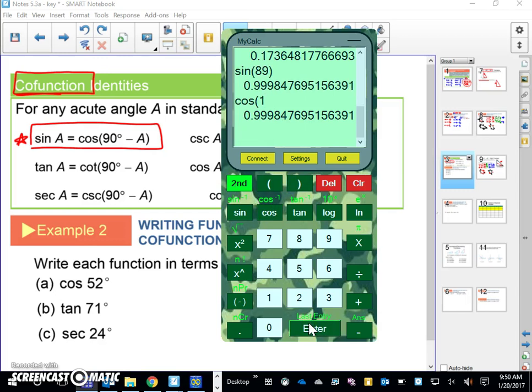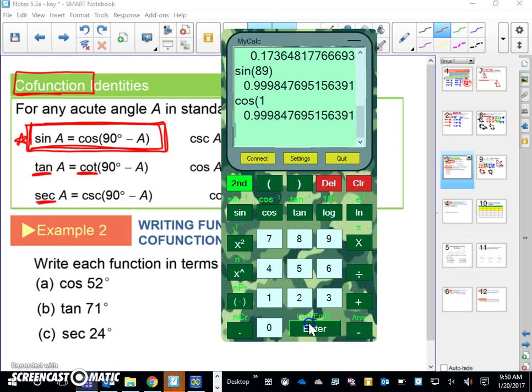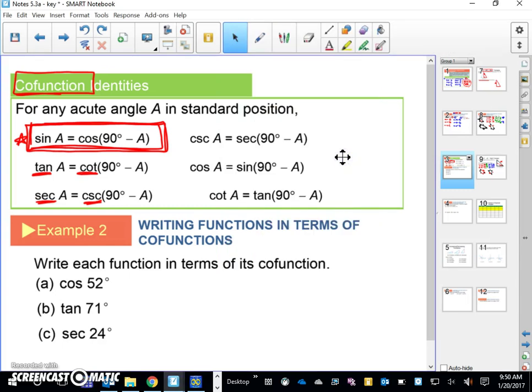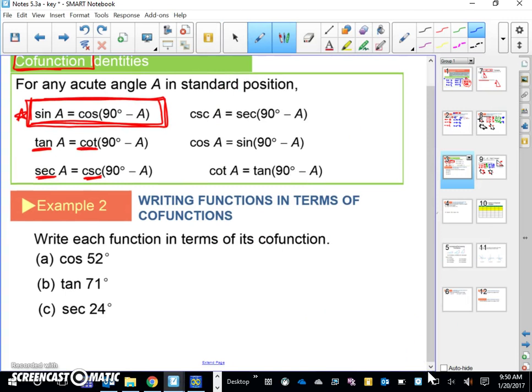That's what cofunctions do, and that's what this formula says, okay? I know that formula looks a lot more complicated than what I just did on the calculator, but it's the same thing, okay? The angles are adding up to 90 in cofunctions. So make sure you know which cofunctions, tangent and cotangent, secant and cosecant, and that's really it. Just know that the angles of cofunctions add up to 90.